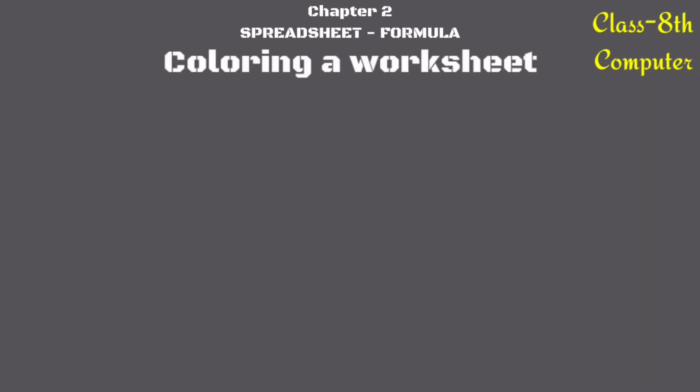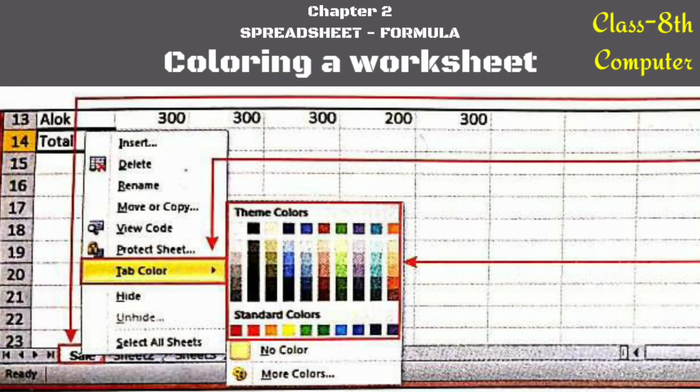Next we have coloring a worksheet. Yes, you can change the color of the tab. For that you need to right click on the tab, choose the tab color option and select the color which you want to apply. That color will appear under the tab.